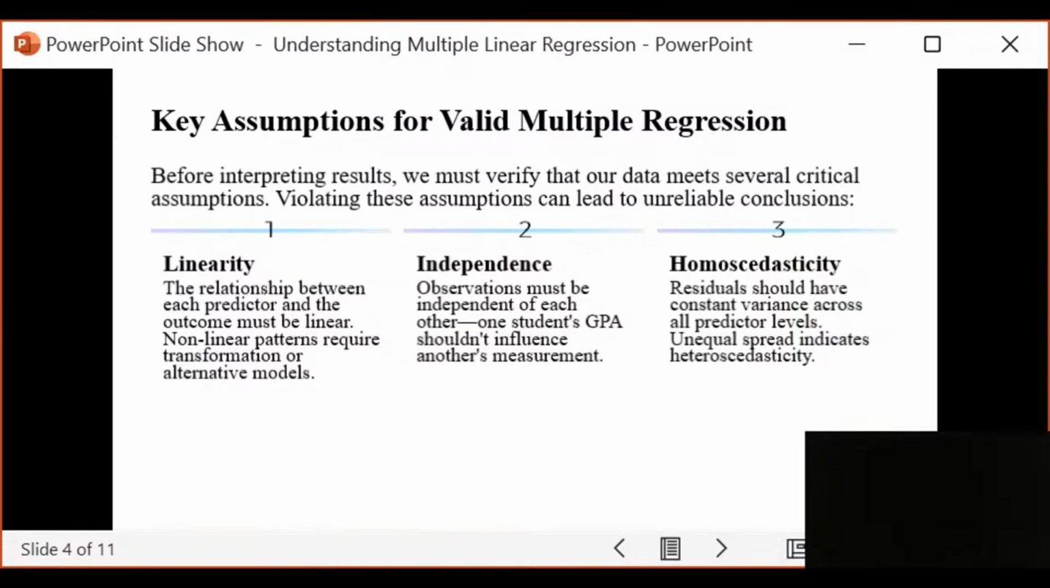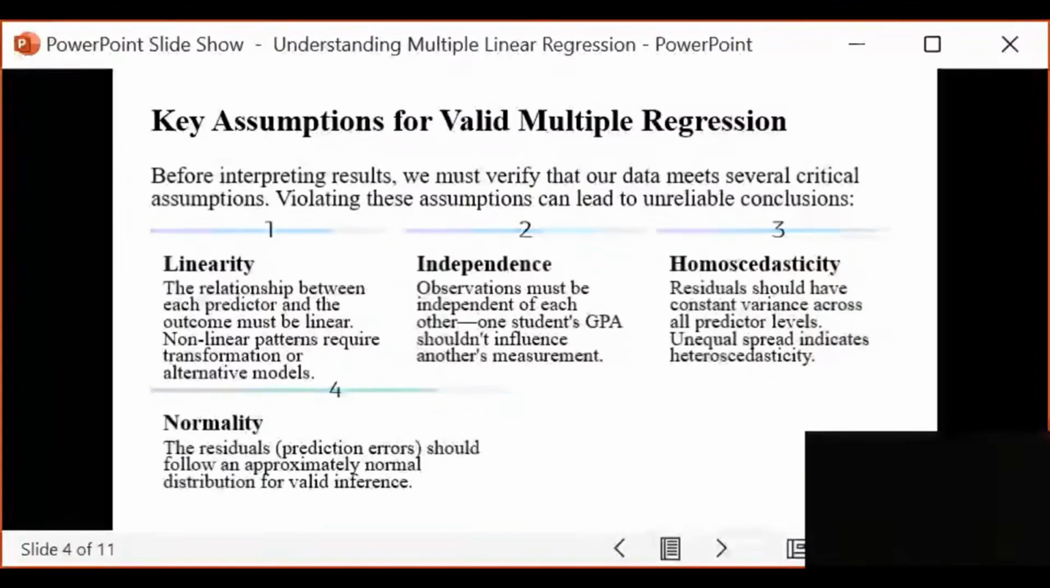The fourth one is normality. This doesn't mean your data has to be perfectly normal, but the residuals should roughly follow a bell-shaped curve. This helps ensure accurate hypothesis testing and confidence intervals.